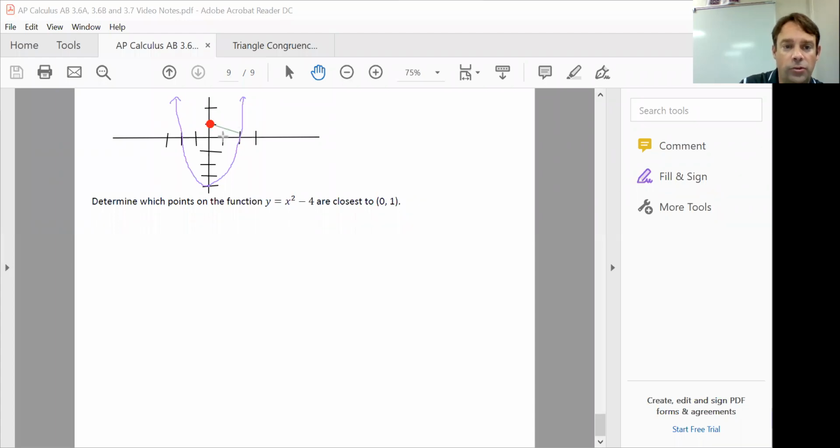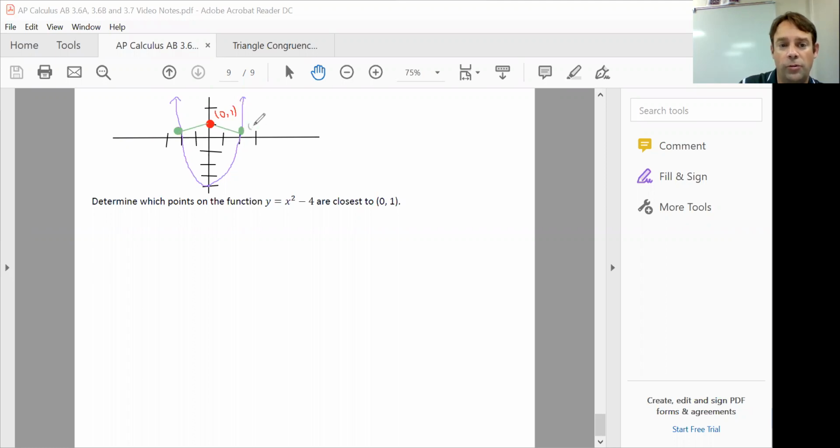Now realize it's symmetrical, right? So the points we're going to find, there's probably going to be a couple points that are the closest to this point. So there's going to be a couple points here that we're dealing with. But realize that this parabola also goes on forever. So this actually is a relative extrema problem. This is not an absolute extrema problem.